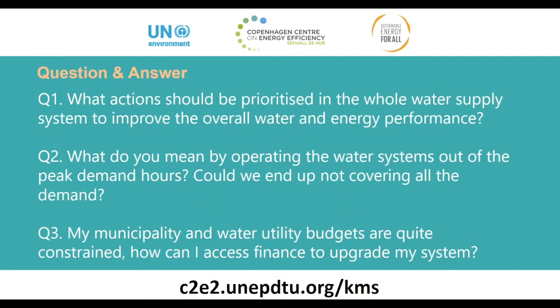The first question we have received: what actions should be prioritized in the whole water supply system to improve the overall water and energy performance? Based on best practices and our own experience, first it is required to develop a full analysis of the utility under study. Once its weaknesses and strengths are identified, the actions regarding energy efficiency can normally be prioritized due to their simplicity, lower payback period, and direct impact. Still, an integrated plan with water management is a must, as these actions require more time and need to be implemented more gradually.